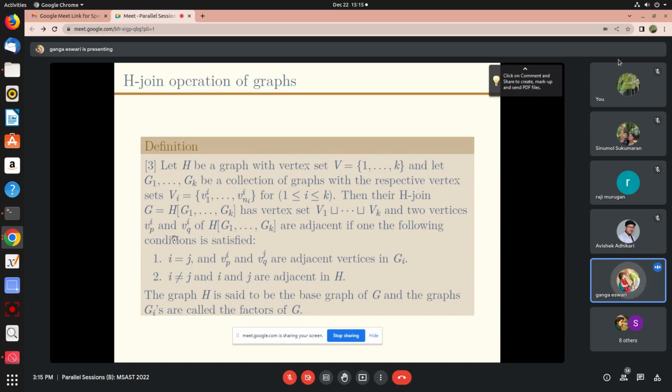Suppose the two vertices are from the same factor graph, that means I equals J. If the two vertices are adjacent in that factor, then in the H-join also they are adjacent. If they are not adjacent in that factor, then in the H-join also they are not adjacent. Suppose you take two vertices from different factors, that means I not equal to J, then you should go to the graph H. In H, if I and J are adjacent, then they are adjacent in the H-join also. This is the definition of the H-join. Here H is known as the base graph and the Gi's are known as factor graphs.